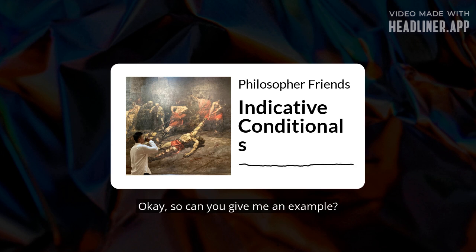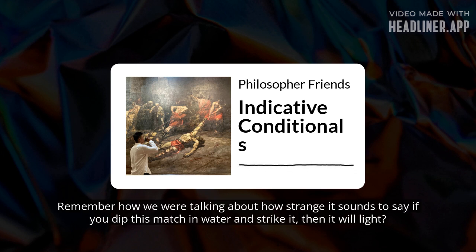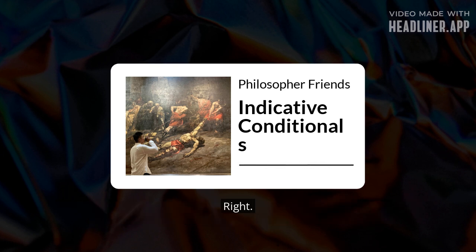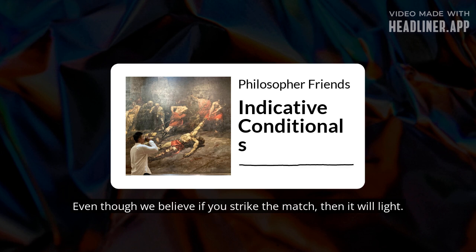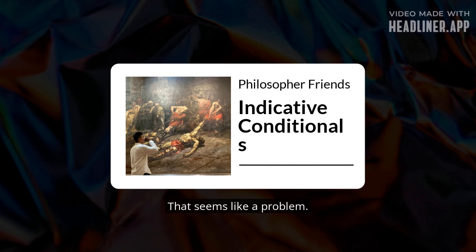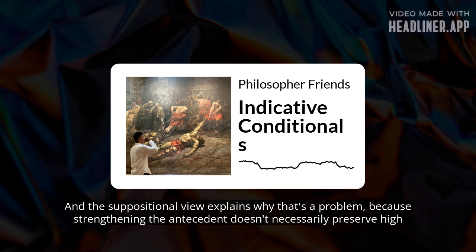Exactly. Okay, so can you give me an example? Sure. Remember how we were talking about how strange it sounds to say, if you dip this match in water and strike it, then it will light. Even though we believe if you strike the match, then it will light. That seems like a problem. And the suppositional view explains why that's a problem.